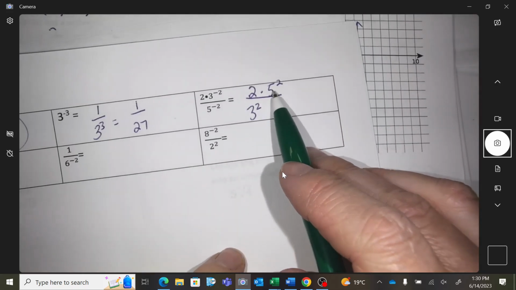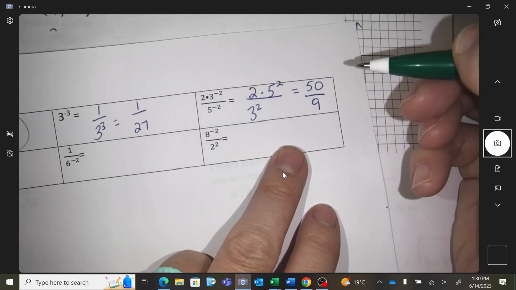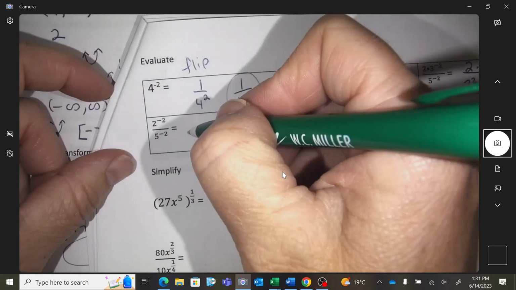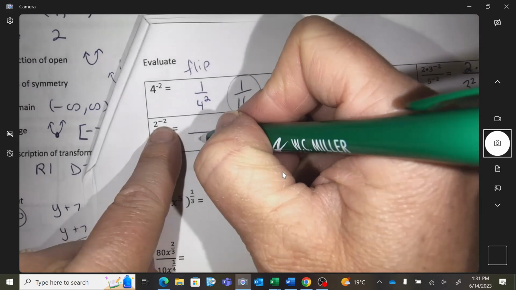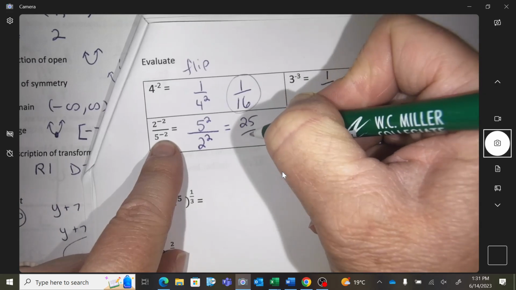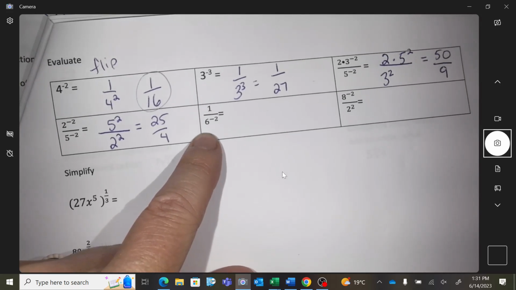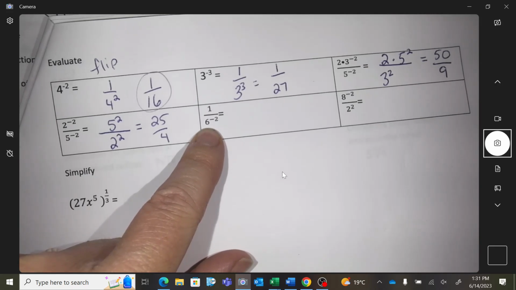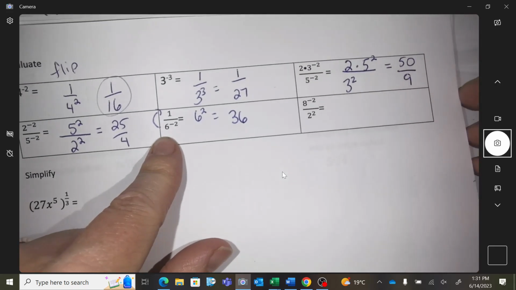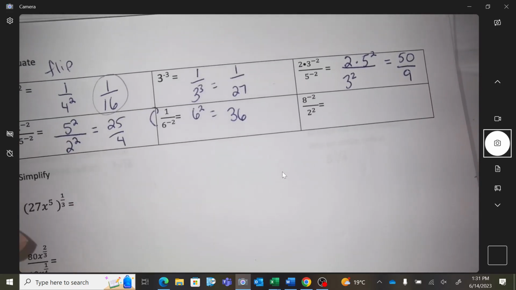So this is 2 times 25, which is 50 over 9. All without a calculator. It's amazing what we can do. Okay, this has a negative exponent. Move it. Negative exponent. Move it. Negative exponent on the bottom, so I'm going to move it to the top. Does that kind of make sense? It went from the bottom, now it's just the top.